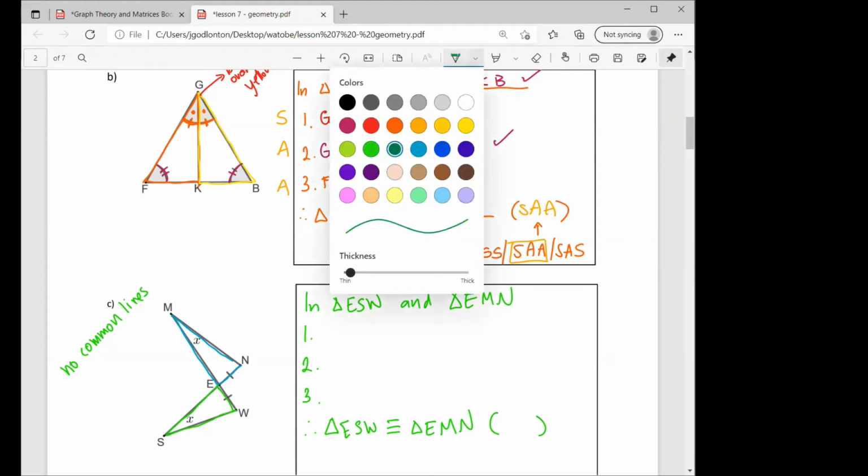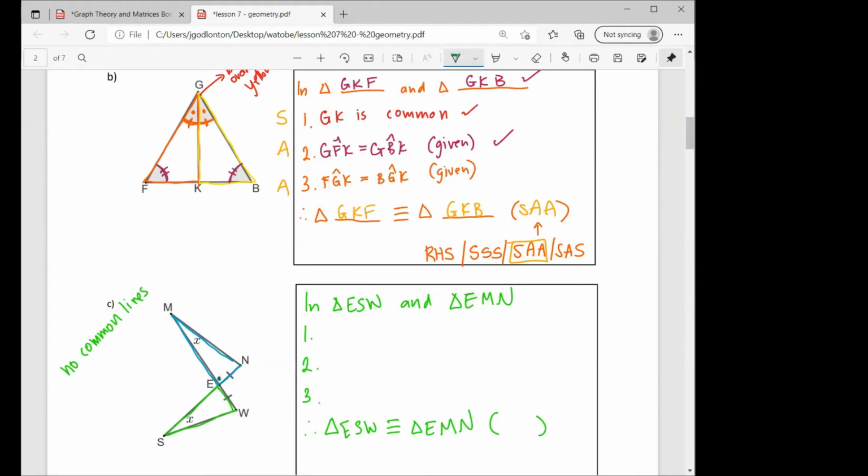Well done. Okay, so as Canva has put in the chat there, those 2 angles are equal to each other because they are vertically opposite. So I can say that angle MEN is equal to angle SEW.